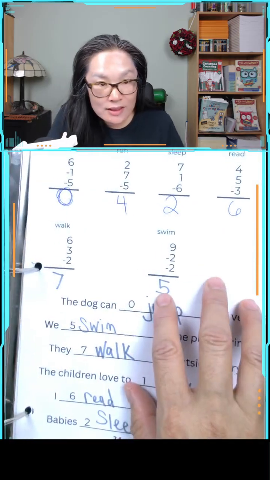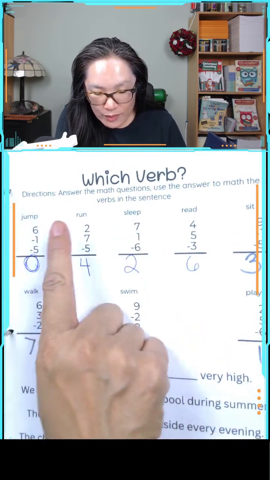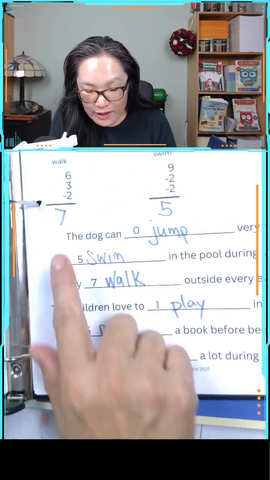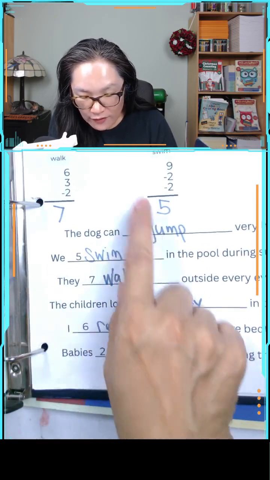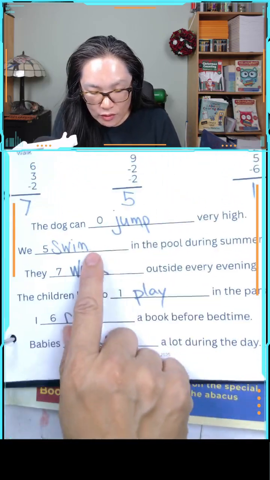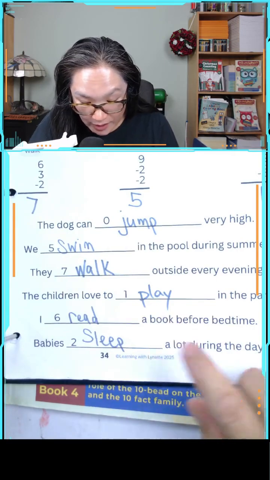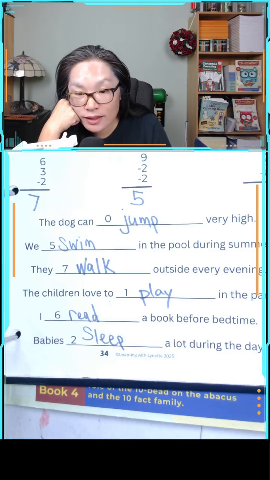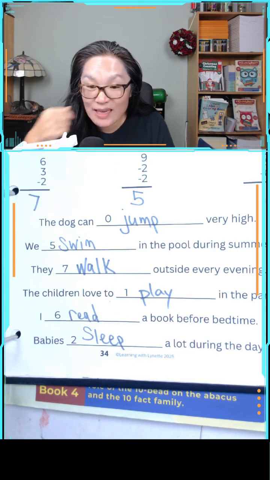Something like this, so they can practice the verbs. What is the verb? There's jump, and I got him to read: jump, run, sleep, read. And then here is the answer. He has to find the answer right here in order to match it to the word. I really like this one. He gets to practice reading as well as do math at the same time.